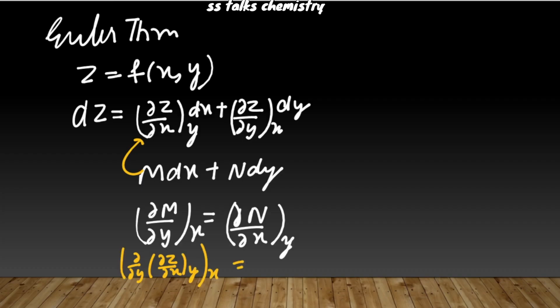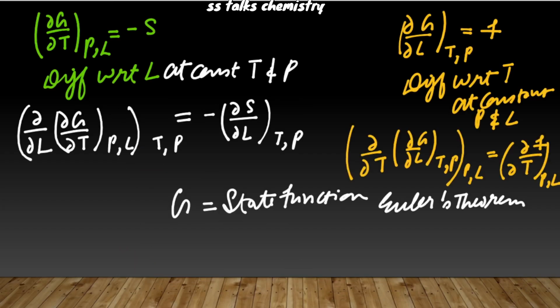This is equal to ∂/∂X of ∂Z/∂Y at constant X. This differentiation has been done at constant Y value. So you can see these values, X and Y, have been interchanged in this case. So both these things are equal. Now this concept you are going to make use of in this particular problem.